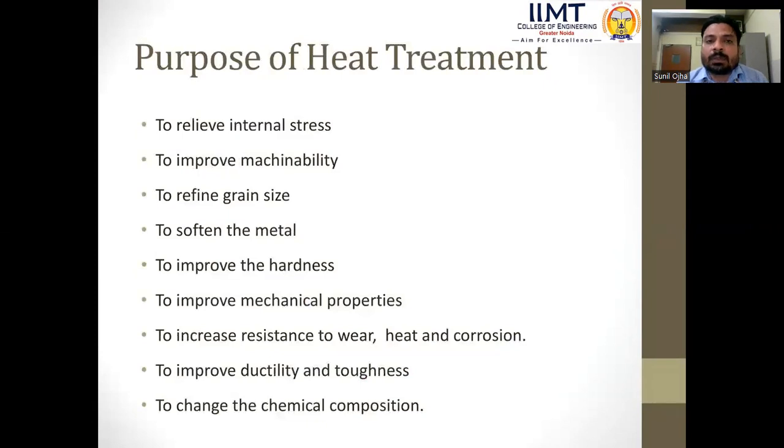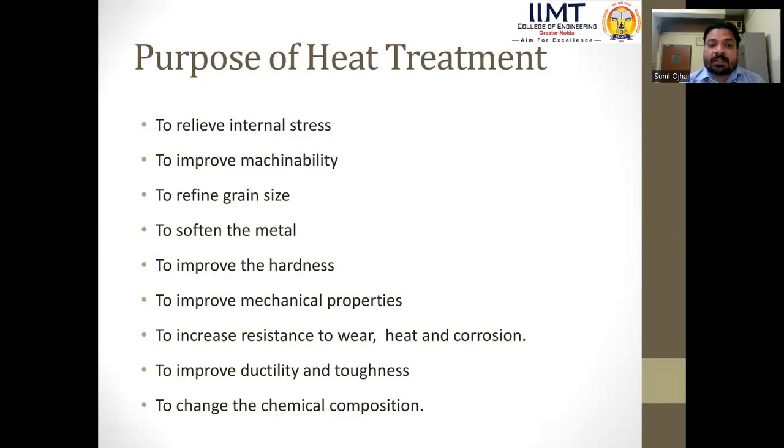So why do we do this process? The purpose of this process is to relieve the internal stresses. There are internal stresses stored in the material which can cause harm during the operation and use of product parts, so we have to relieve those internal stresses. We also use the heat treatment process to improve machinability. Machinability is nothing but how easily the machining process can be done. That is how we improve the machinability of metals.